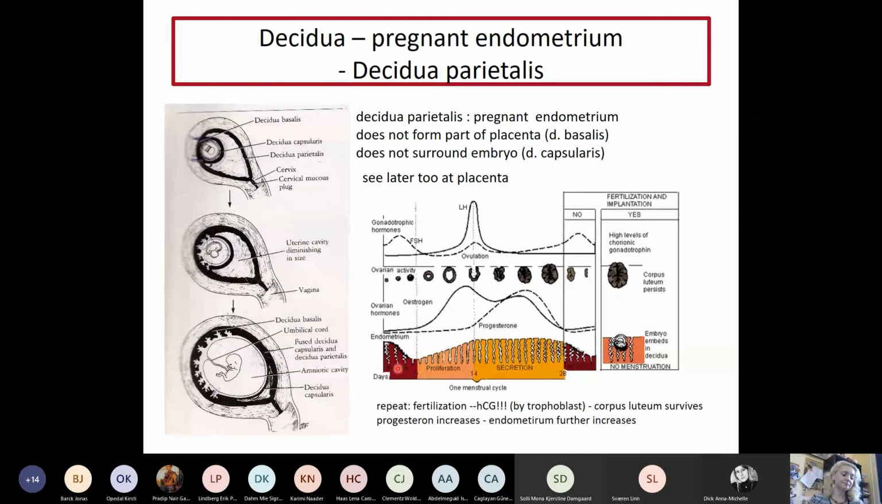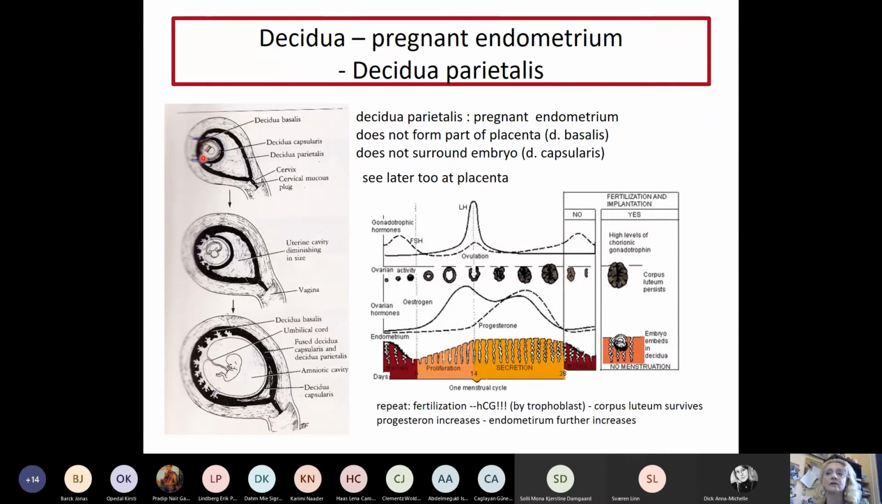And now we continue with the pregnant endometrium. Pregnant endometrium is called decidua. You already learned this in the first semester when we did embryology, and you have seen these pictures as well, where the implantation can happen, which parts of the uterus the egg, or blastocyst at this stage, can implant. And the black line shows the endometrium, and this has different parts.